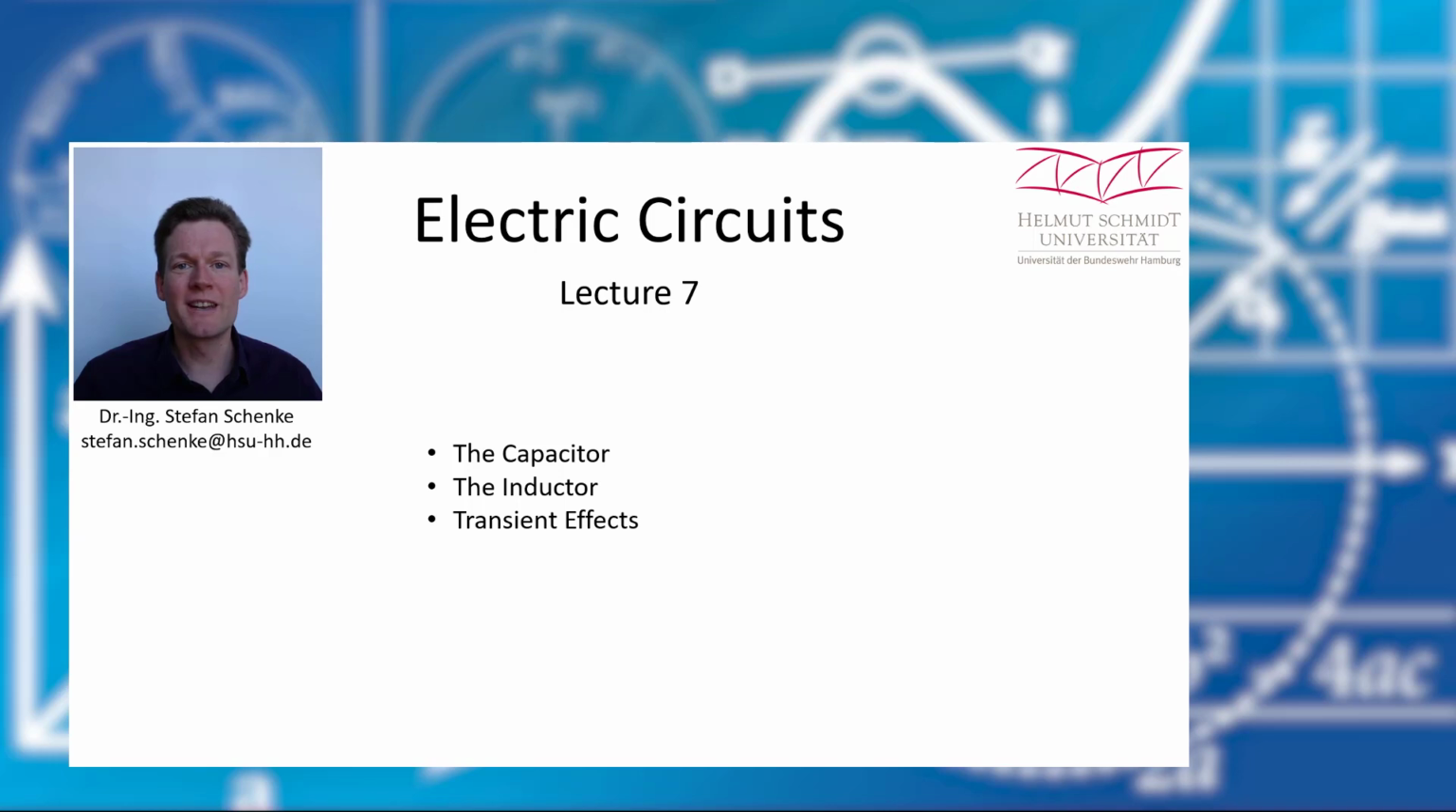Welcome to lecture number 7. Today we will talk about the two remaining ideal basic circuit elements, the capacitor and the inductor. And at the end of this lecture we will have a look at transient effects that have something to do with charging and discharging those elements.